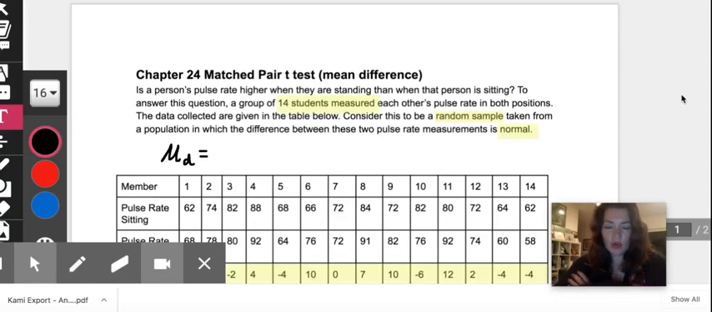Hi everyone. I'm going to go ahead and do the matched pair t-test example. So let's take a look at the problem.